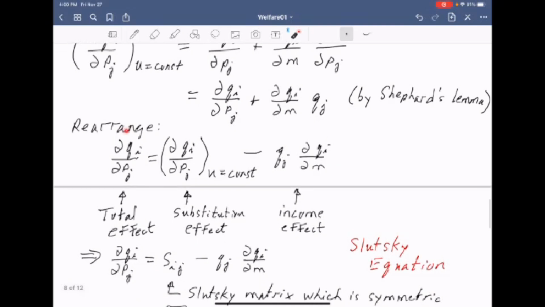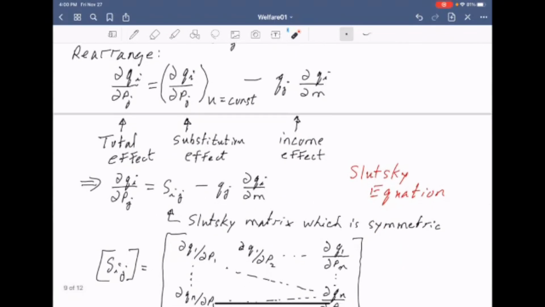So the first part here is your total effect. The second component here is your substitution effect. And the third component is the income effect, which could be positive or negative depending on what is happening here. We can rewrite this as the change in Qi with respect to Pj equals S subscript ij, which is called the Slutsky matrix, minus Qj times the partial of Qi over M. And this expression here is referred to as the Slutsky equation.